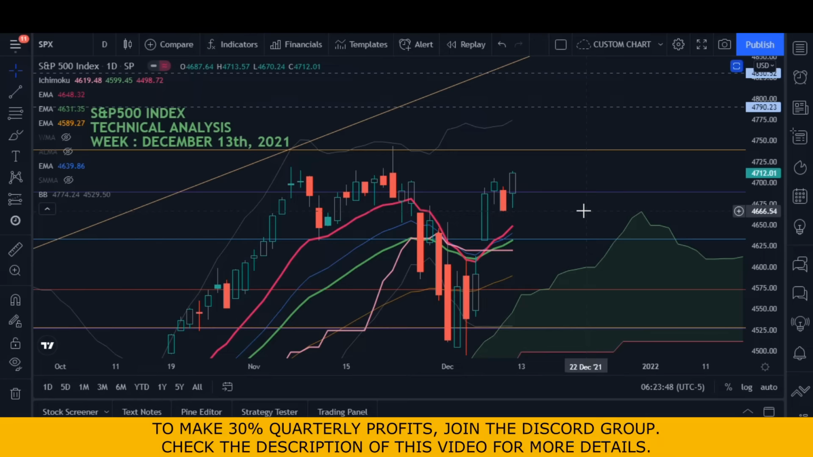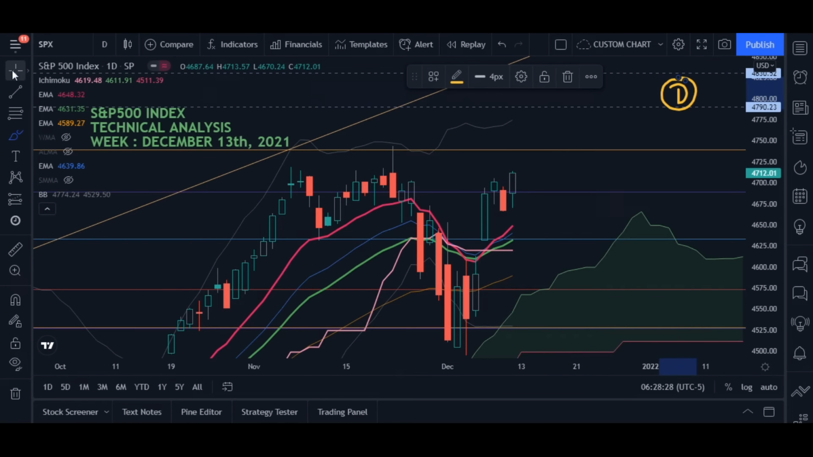Okay, guys, so we are here on the daily chart. This is the daily chart, which means that one candle represents one day. Now here let me remove this part because I have to write these support and resistances. So first let me write down the support and resistances here.